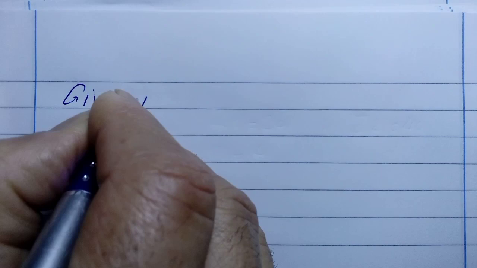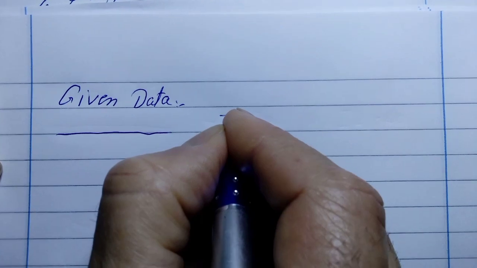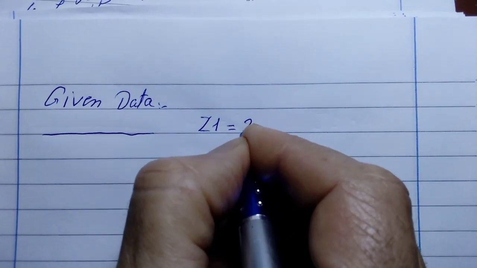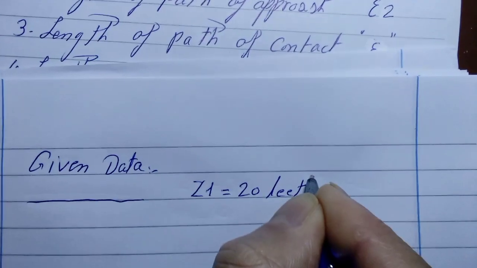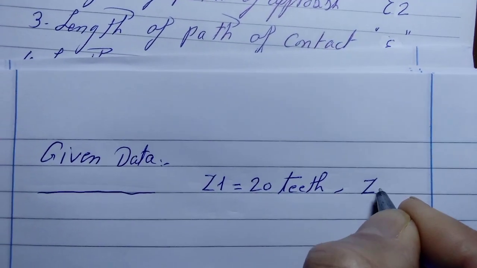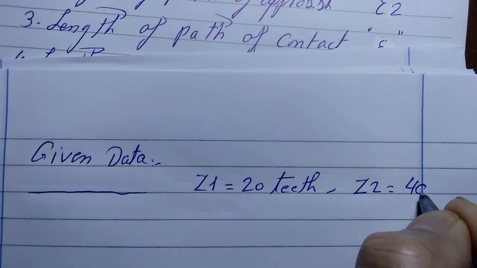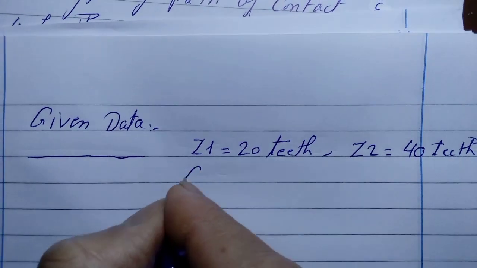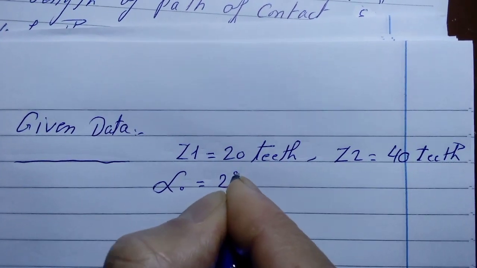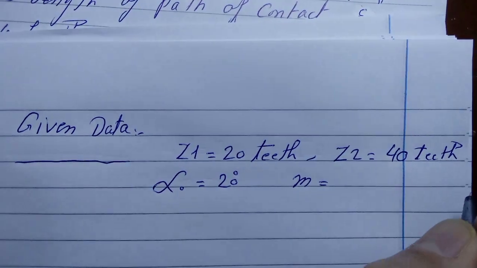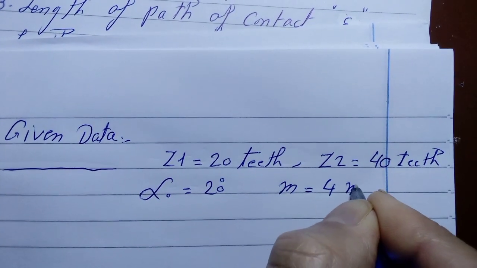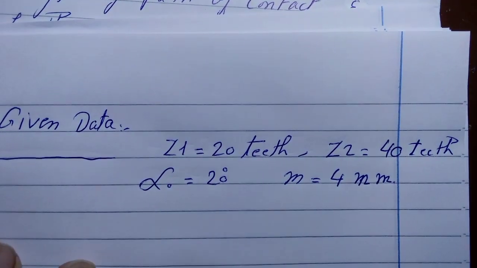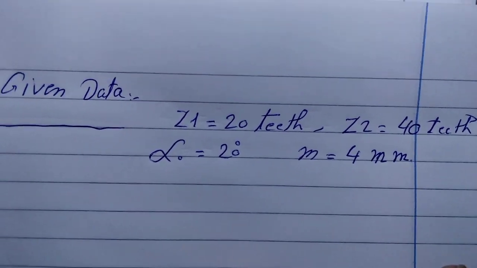Now, given data: we have Z1 equal to 20 teeth and Z2 equal to 40 teeth, and alpha naught is equal to 20 degrees and the module is equal to 4 millimeter. Okay, now we must start.